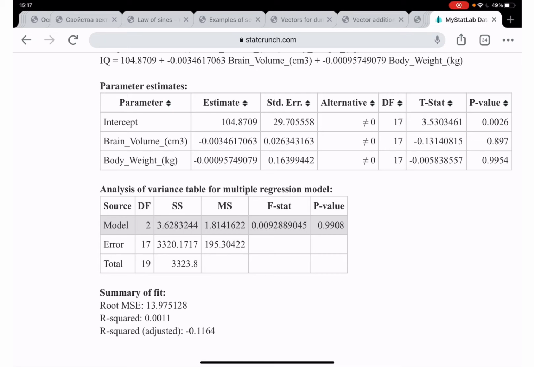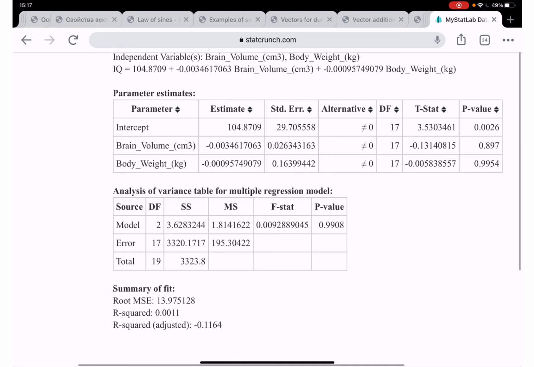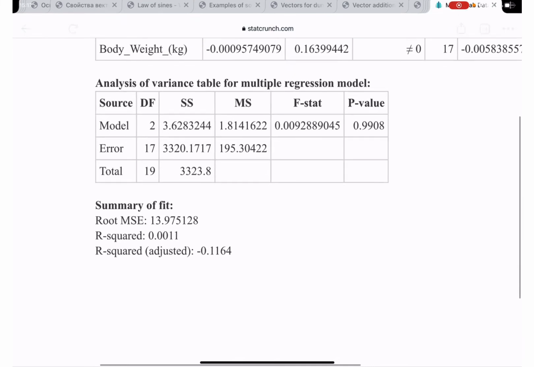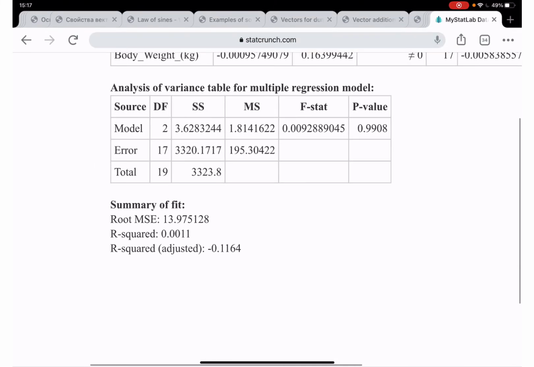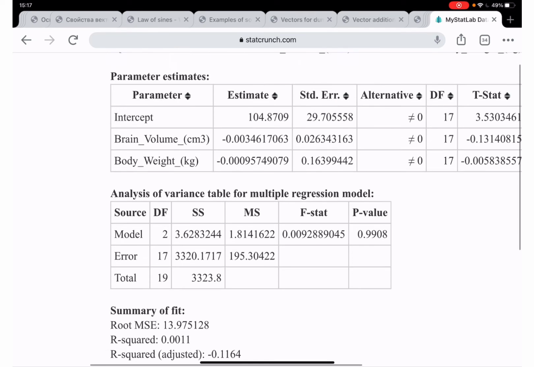How are we going to figure out if this is a good fit? We are going to look at our R squared versus R squared adjusted. Look what a big difference, 0.0011 and then negative 0.1164. It's kind of a big difference between them. So I would try to see whichever has less difference between adjusted and R squared. That one would be the best fit, obviously.